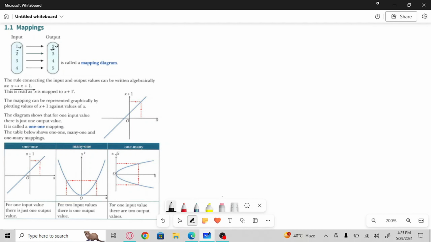So as always, mappings can be represented through mapping diagrams or graphs themselves. So this is an example of a mapping diagram, and this is a graph. We all know what graphs are.